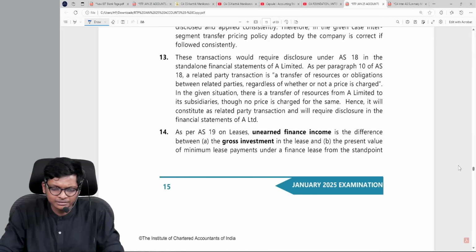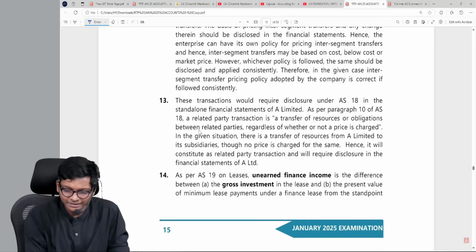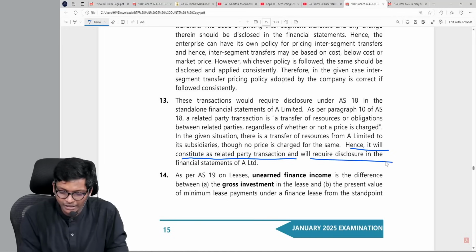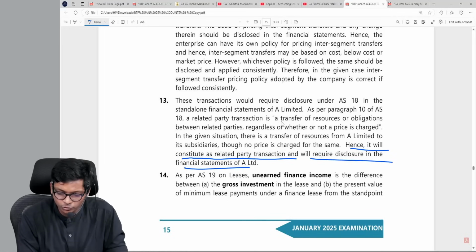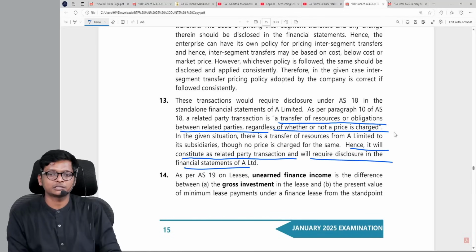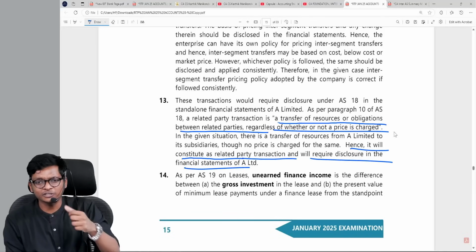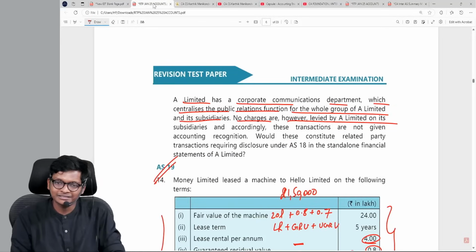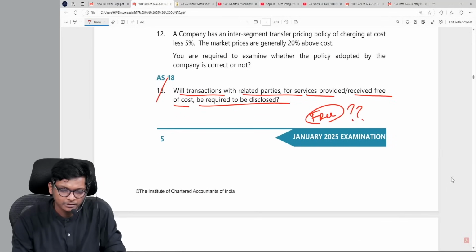The answer is related party. Hence, it will constitute a related party and will require disclosure even if there is no price. A transfer of resources and obligations between related parties is important, and not the price charged. Is there a transfer of resources? Yes. And not the price charged. Are you following? Understanding, guys? This is AS 18. Next.